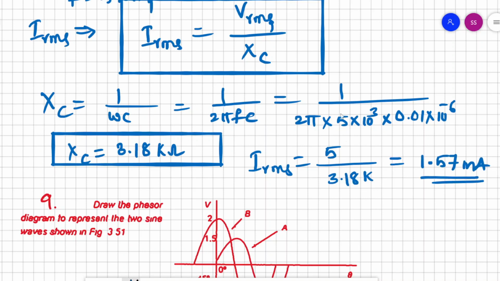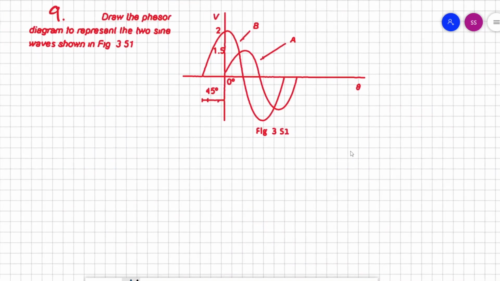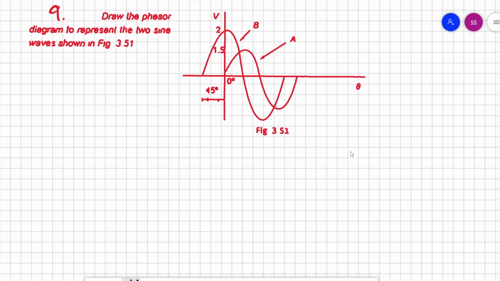You need to remember the equations, then only you can easily solve the questions. Now let us take the final question, that is the 10th question. Draw the phasor diagrams to represent the two sine waves shown here. So we need to draw the phasor diagrams.